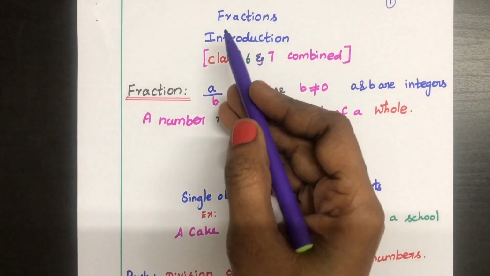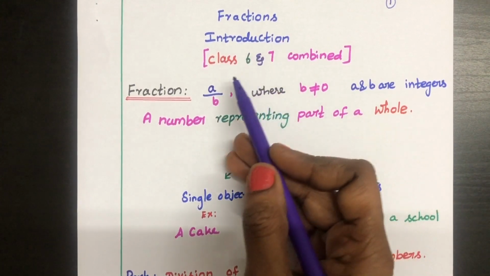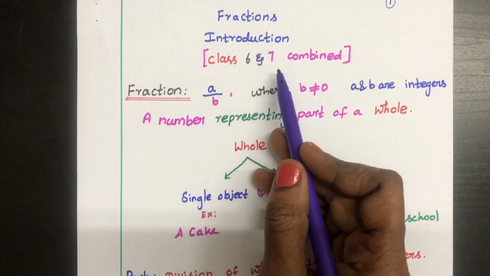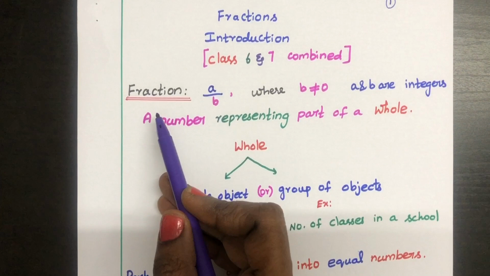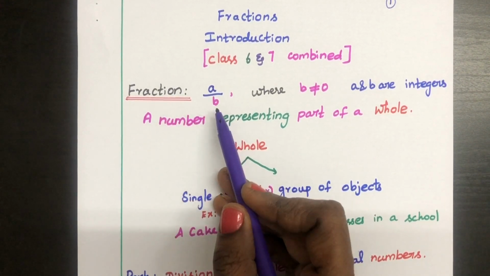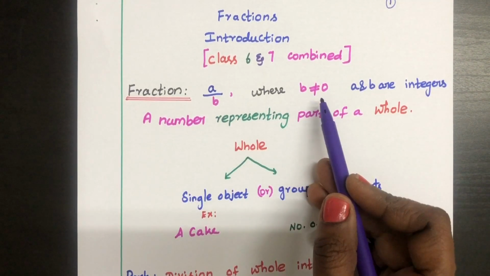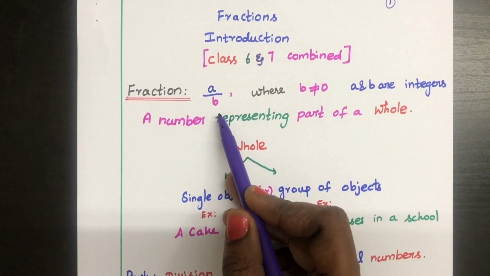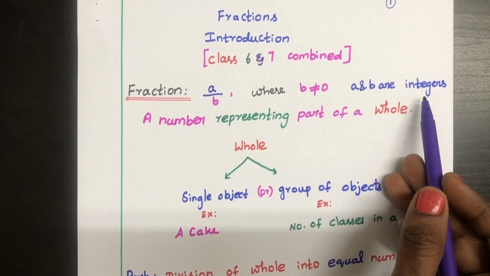Today we are going to learn fractions. Introduction. It is combined for class 6 and 7. First, fraction. What is fraction? It is in the form a by b, where b is not equal to 0. That is, denominator is not equal to 0. A and b are integers.